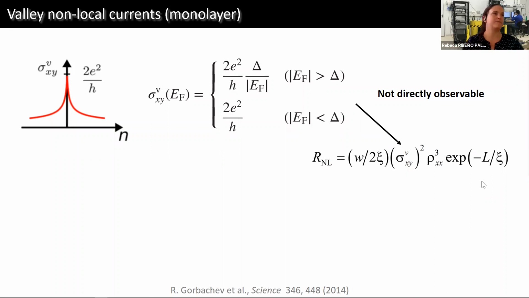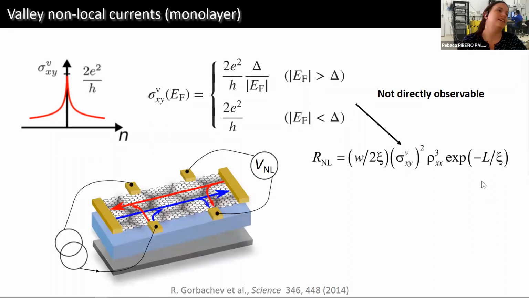And it has at least a meaning in the way these currents will propagate. So now let's say, once again, let's take our device and see what we can measure here. Non-local voltages or non-local resistance are measured in the following way.